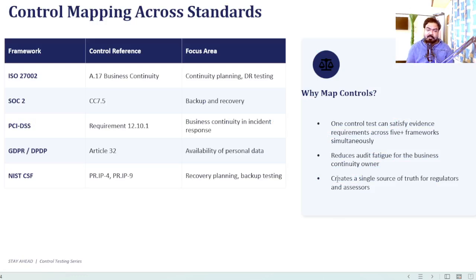Before we touch a single system, we map the control. Business continuity and backup isn't just one requirement. It shows up across almost every major framework you'll be tested against. In ISO 27002, it's Annex A17, business continuity. In SOC 2, it's CC 7.5, backup and recovery.